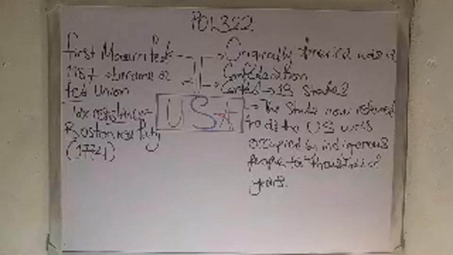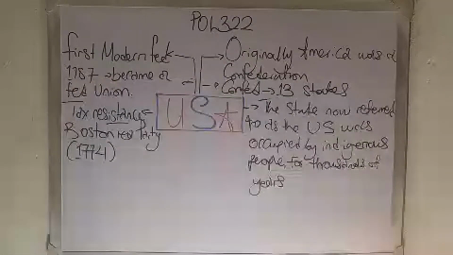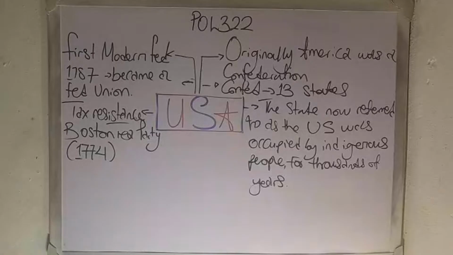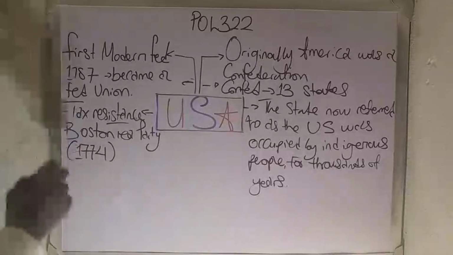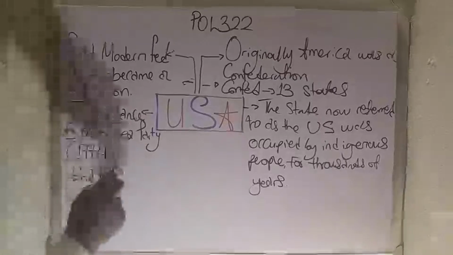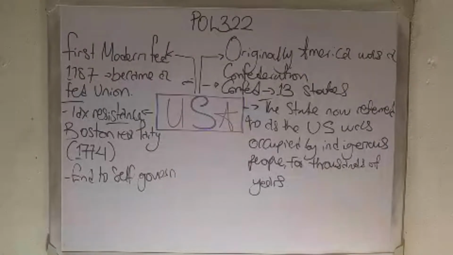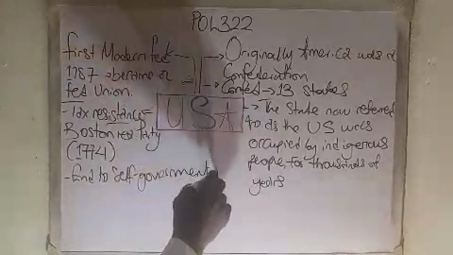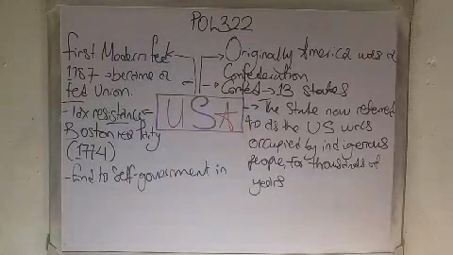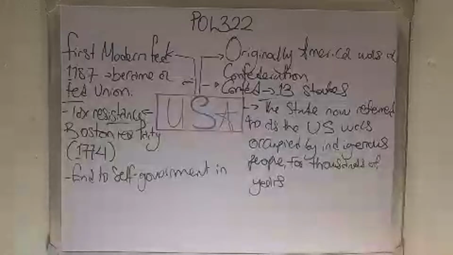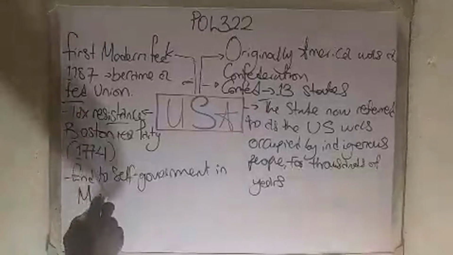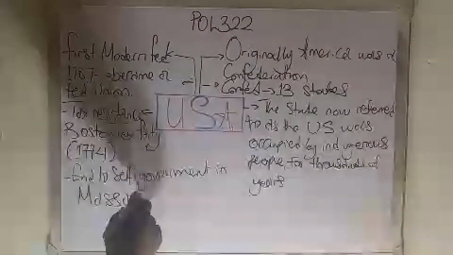This law was passed by the Parliament, and it was for the purpose of putting an end to self-government in one of the states, Massachusetts.